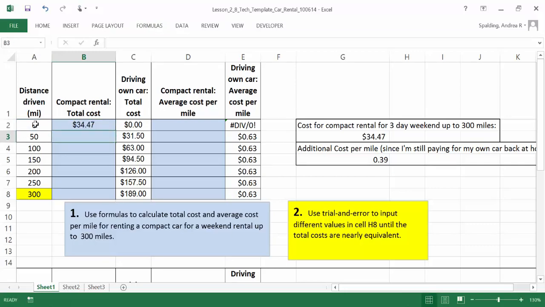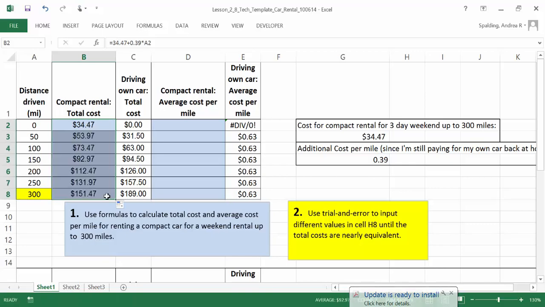Alright, so if we drive no miles, that makes sense that the rental cost would be $34.47. Alright, we're going to do the same thing. Basically, we're just going to pull down this formula all the way down. And there we get the cost for 50 miles, for driving 100 miles. We can click on these and click in the little cell to see what cell references we're talking about.